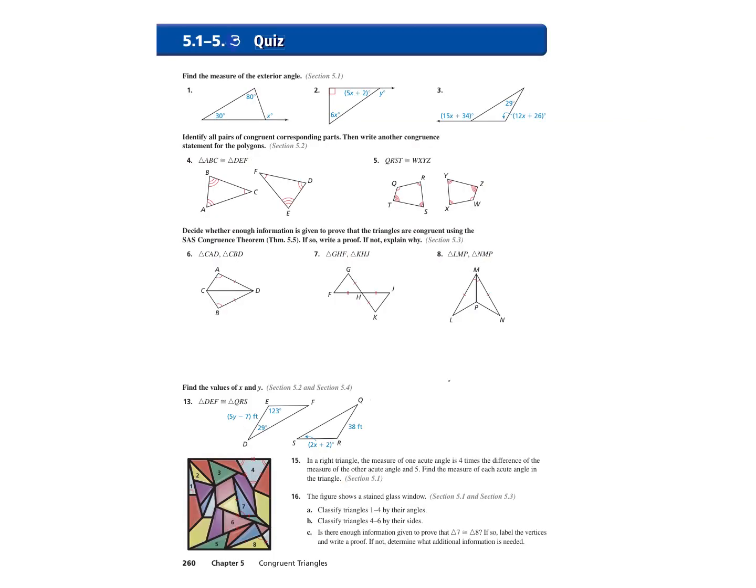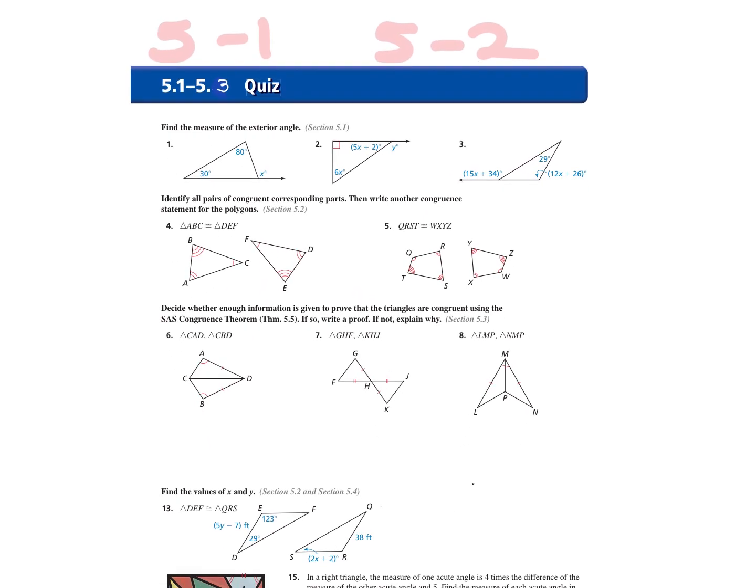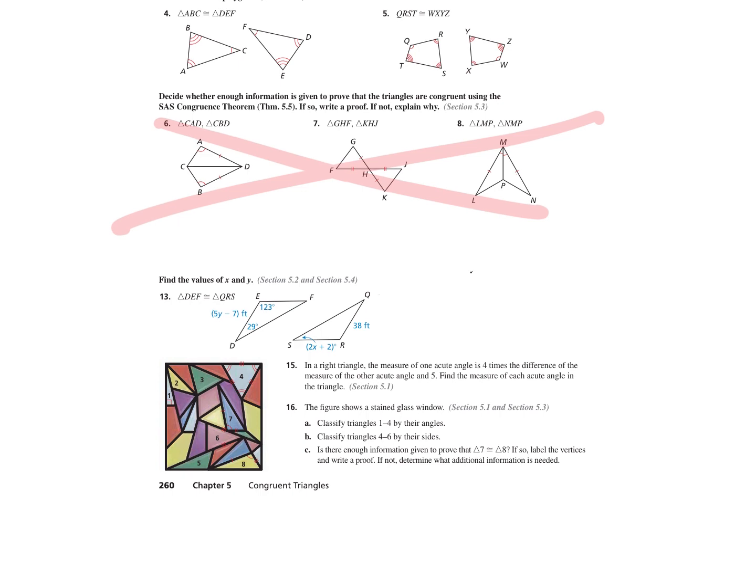And then for 5-1, now this quiz review was initially set up for 5-1 to 5-3. However, the quiz is only on 5-1 and 5-2. So the questions that deal with section 3 get rid of. And it tells you this in the assignment. You do not need to do questions 6, 7, and 8. You can also skip 16C because there is no proof on the quiz.